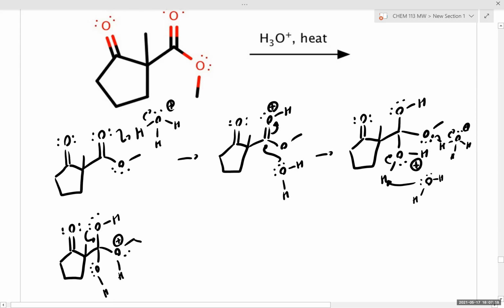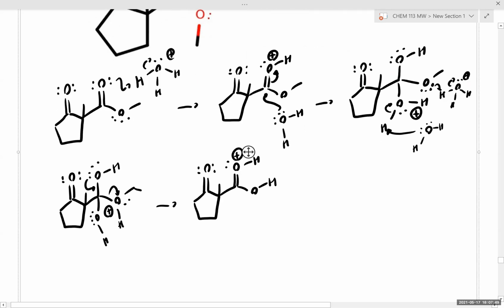So we're going to kick down and reform our carbonyl, and we're going to lose an equivalent of ethanol. Yep, perfectly reasonable. So from here, that gives us our carboxylic acid. Okay, so from here, we're now approaching the key step for this decarboxylation reaction.